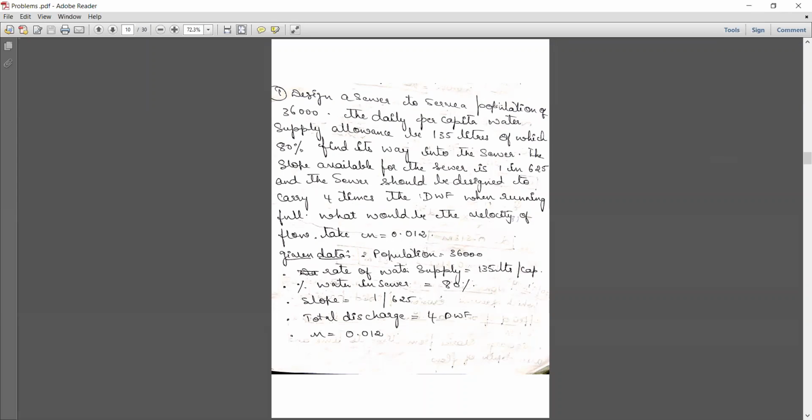Design a sewer to serve a population of 36,000. The daily per capita water supply allowed is 135 liters, of which 80% finds its way to the sewer. The slope available for the sewer is 1 in 625. The sewer should be designed to carry 4 times the dry weather flow, and when it is running full, what would be the velocity of flow? Take n equal to 0.012, that is Manning's constant.